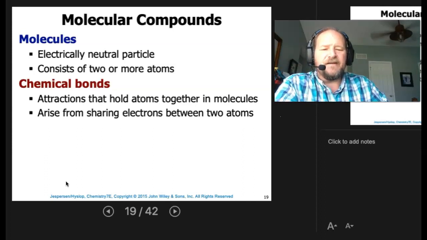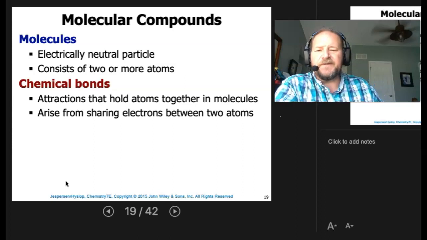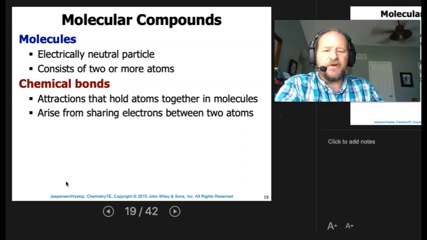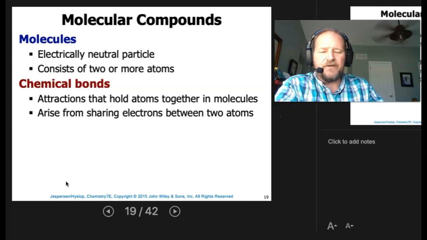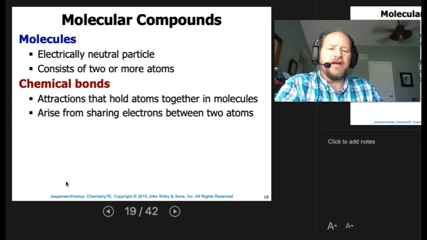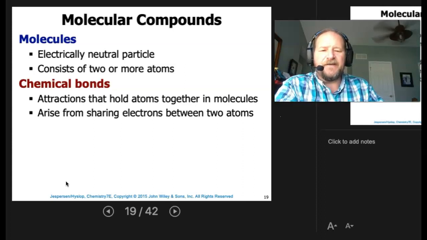In fact, a lot of times the 2 keywords we look at in bonding are: ionic compounds transfer the electrons, whereas in molecules and covalent bonding, we're going to share the electrons. So transfer versus share. Right? Ionic compounds transfer, covalent compounds share.